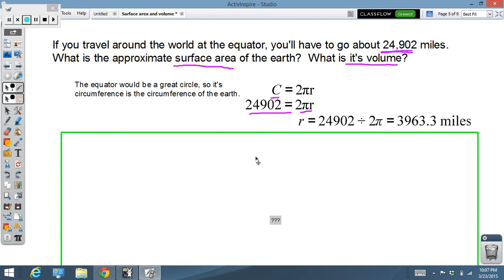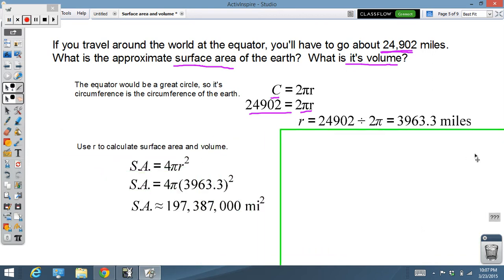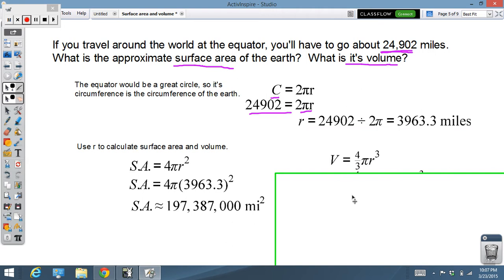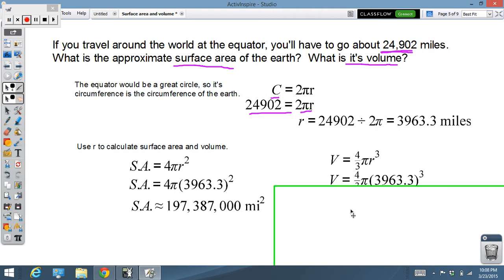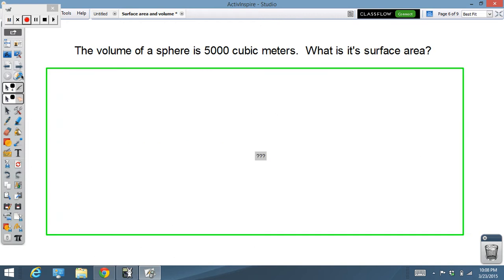Good. Next, we're going to use that radius to calculate the surface area: 4 pi r squared, plug in r, and we get our surface area. We're also going to use it in the formula for volume, 4/3 pi r cubed. Plug the radius in for r, cube it, multiply by pi, multiply by 4, divide by 3. We have our volume. Good. That's how it's done. Next example.